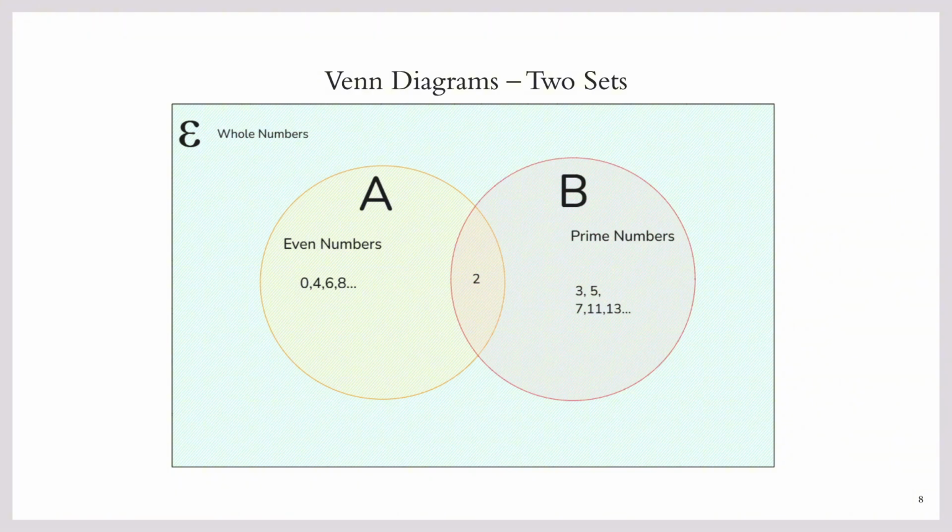And in case of even numbers, we would have 0, 2, 4, 6, 8, and this pattern would continue so on and so forth. But since 2 is present in both even numbers as well as prime numbers, it means that both our sets have an overlapping element. Now, this overlapping element is written in between both these circles that show each of these sets.